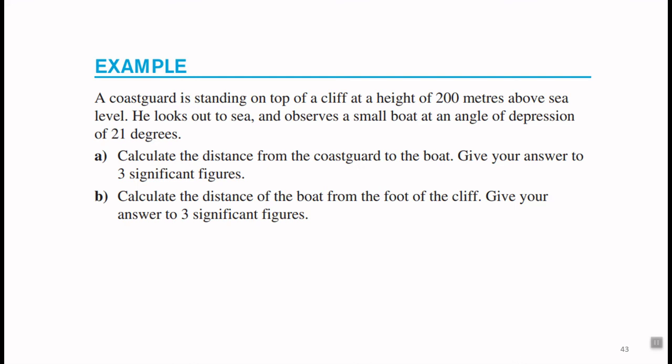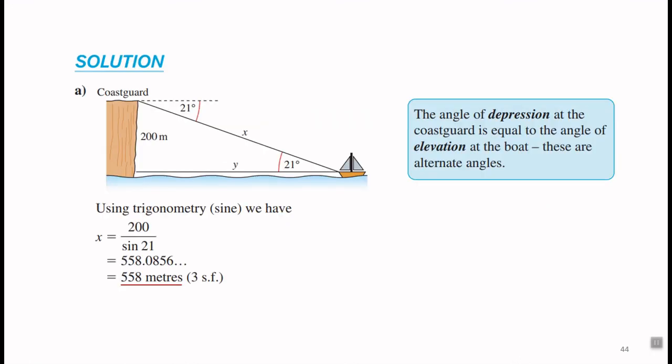Example: the Coast Guard is standing on the top of a cliff at a height of 200 meters above sea level. He looks out to sea and observes a small boat at an angle of depression of 21 degrees. Calculate the distance from the Coast Guard to the boat. Answer.